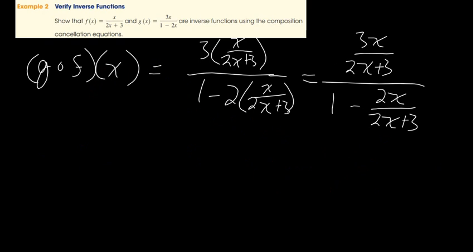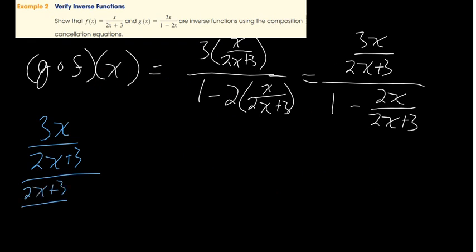This is actually a lot easier though, because what do I need to multiply 1 by to get a denominator of 2x plus 3? Well, it's just going to be 2x plus 3 over 2x plus 3, right? So same as before, let's change the color. So we got my numerator here. Then my denominator, I've got 2x plus 3 over 2x plus 3 minus 2x over 2x plus 3.